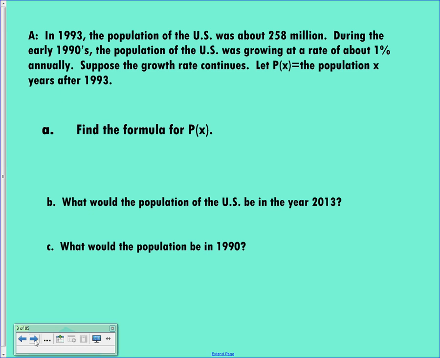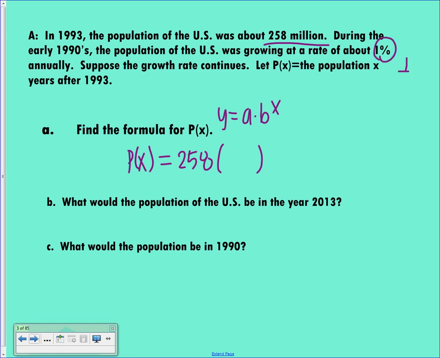If we are going to write our formula, we'll have P of x equals, a is our starting value. Remember, our general formula is a times b to the x. So a is our starting amount, and we started with 258 million. I'm not going to write all the zeros out, I'm just going to label my answer in millions. Then I need my growth factor, which is 1%. So I'm going to take that and divide it by 100 and then add it to 1.